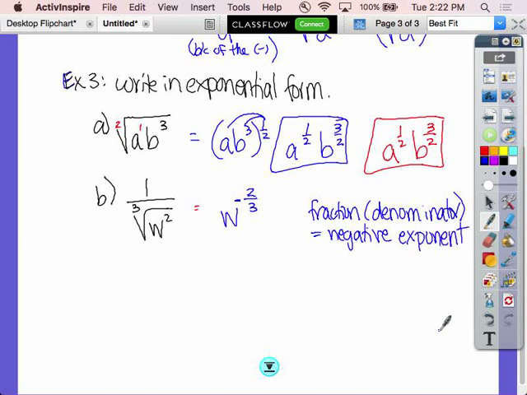So if you have a denominator, that means you have a negative exponent for that variable. See how W is in the denominator? So it has a negative exponent.